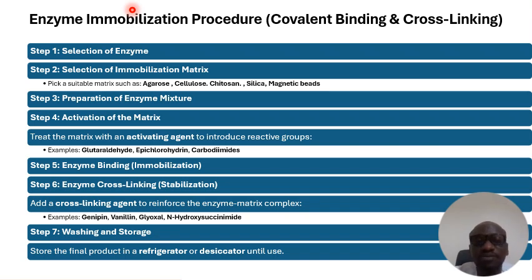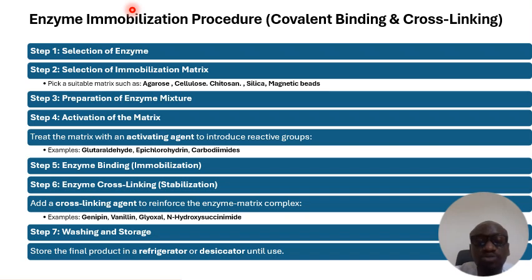After the selection, then we have to also select the immobilization matrix, such as agarose, cellulose, chitosan, or silica. These are immobilization matrix that are suitable for immobilization technique. After selecting this immobilization technique, solid support, we can also select magnetic beads.